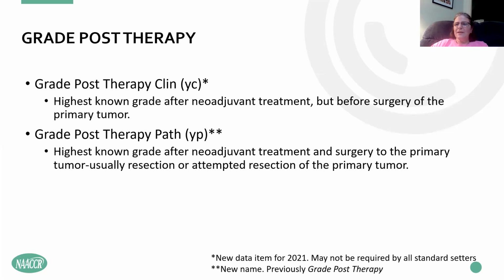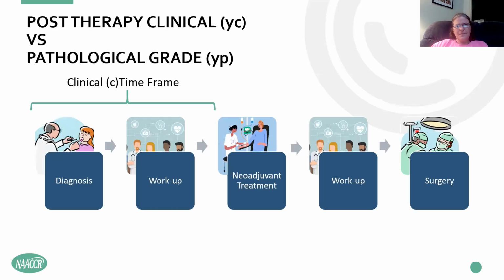Grade post-therapy path is the highest known grade after neoadjuvant therapy and surgery to the primary tumor, usually resection or attempted resection of the primary tumor. So a lot of times what we're seeing is, they have their neoadjuvant therapy and then they just go straight to the surgical resection. And that's fine. Your grade YC would be blank in that situation.